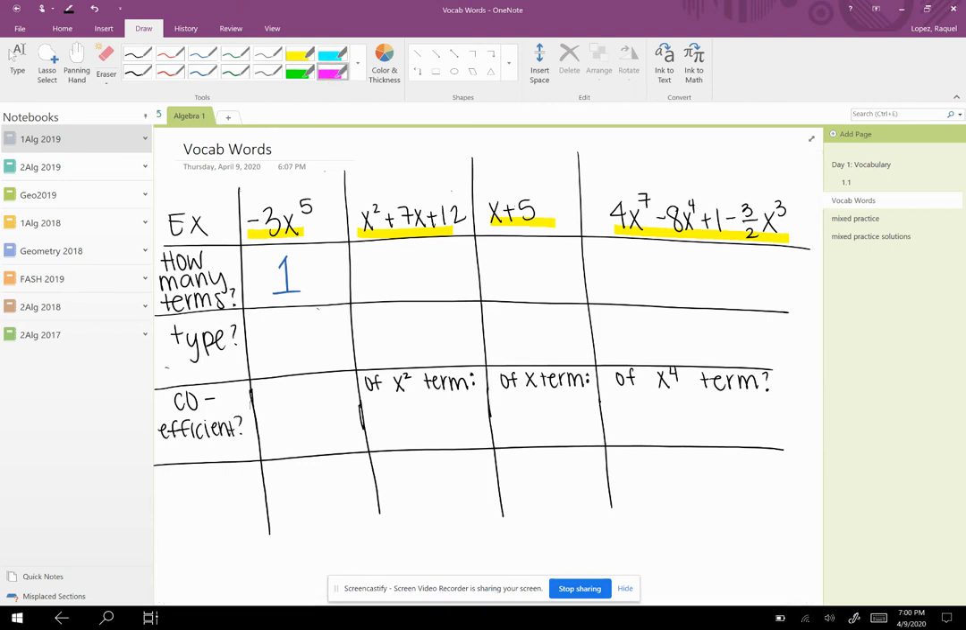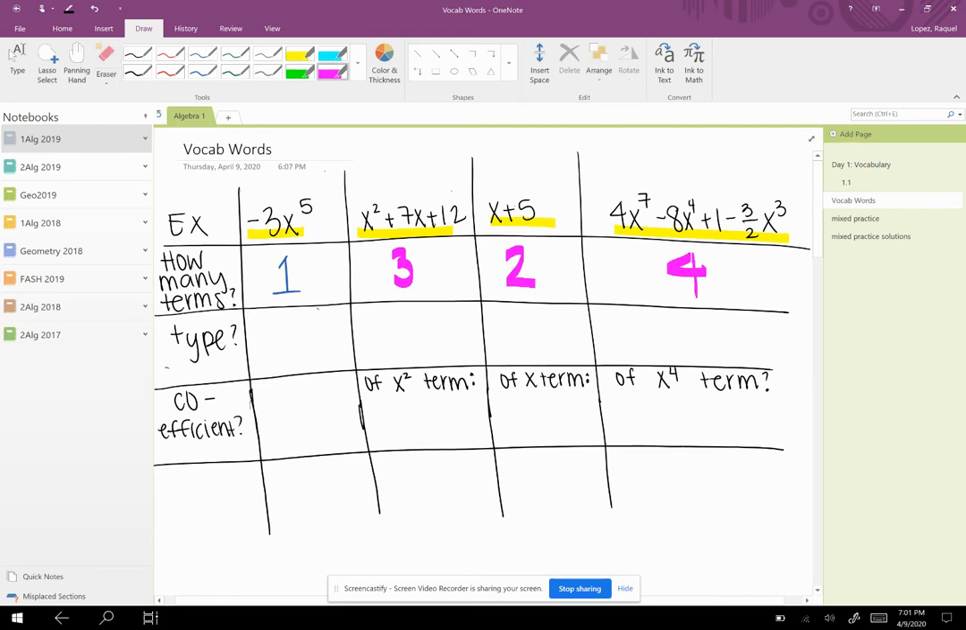If I look at this next one, x squared plus 7x plus 12, I've got 1, 2, 3 different terms. So this one has 3 terms. X plus 5, those are 2 different things being added together so that expression has 2 terms, okay? Now this one, 4x to the 7th is 1 term. Negative 8x to the 4th is another term. 1 is a term. And then negative 3/2 times x to the 3rd is another term. So this expression has 4 total terms, 4 different terms, okay?